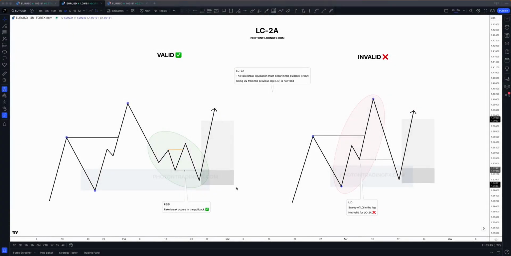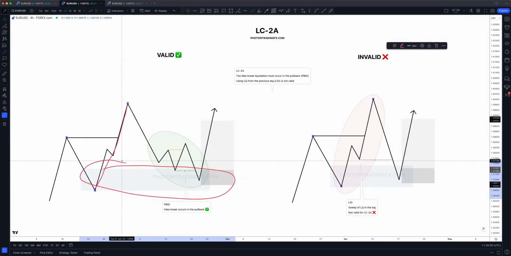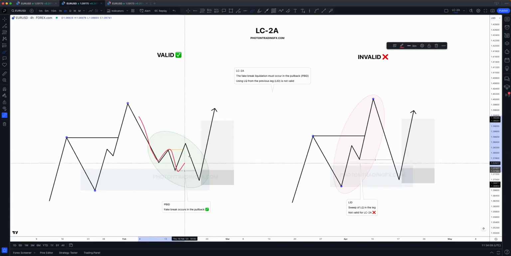All right, so one of the very common mistakes with this is not using or not looking for the fake break liquidation in the correct area, okay? So very simply, we are just looking for the liquidation to occur in the pullback that comes back to the POI, okay? So once we get the initiation out of the range that then creates our POI, when price is coming back to our POI on our lower time frame of choice, i.e. the M5, we must see that fake break, that strong liquidation occur in this pullback to the POI, okay?